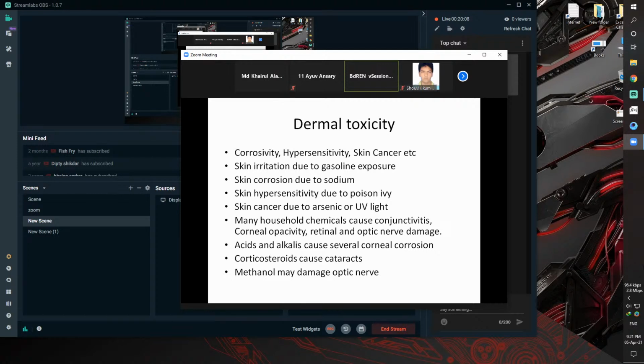Okay. The household chemicals we are using daily, many chemicals we are using at our home daily. These chemicals can cause conjunctivitis, corneal opacity, and also retinal and optic nerve damage. This chemical can damage the optic nerve. So we are using chemicals to kill insects, and also to clean our bathroom.